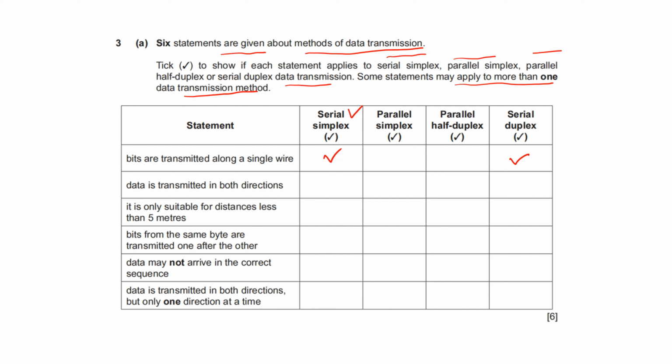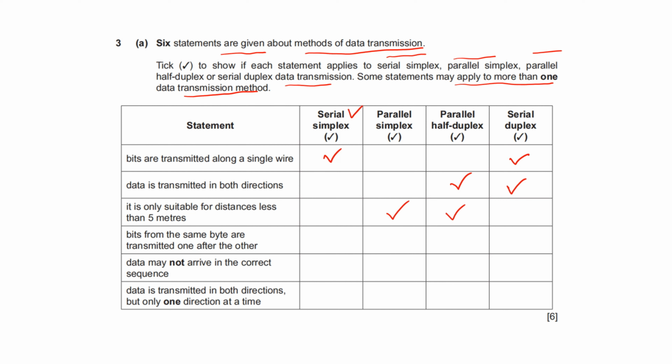"Data is transmitted in both directions." Simplex is one direction only, while duplex and half duplex can transmit data in both directions. So parallel half duplex and serial duplex, we can tick those two. Next: "It is only suitable for distances less than 5 meters." Parallel data transmission is only suitable for distances less than 5 meters, so parallel simplex and parallel half duplex is the correct answer.